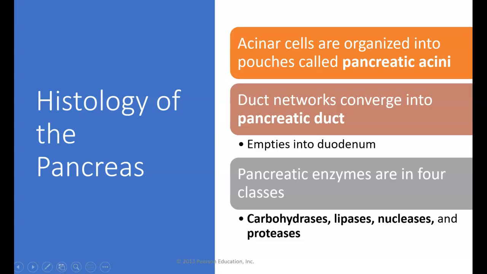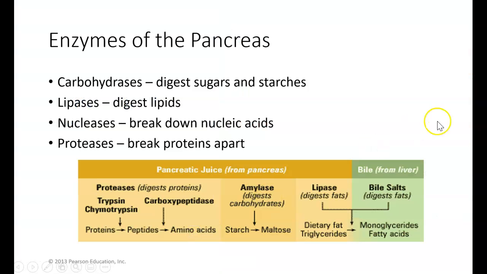Pancreatic enzymes are in four classes: carbohydrases, lipase, nuclease, and protease. Carbohydrases are enzymes that break up carbohydrates. Lipases are enzymes that break up lipids. Nucleases are enzymes that break up nucleic acids. And proteases are enzymes that help break up protein.